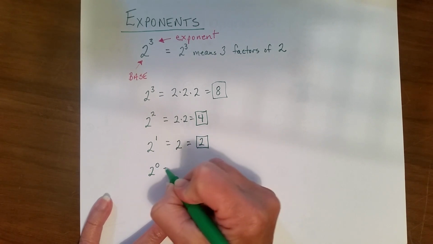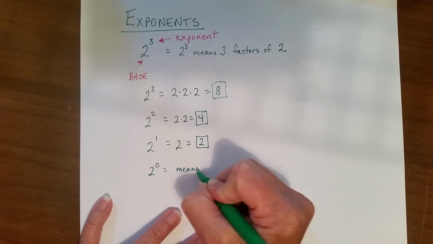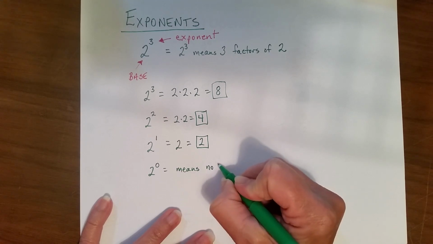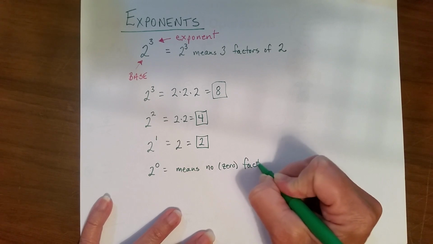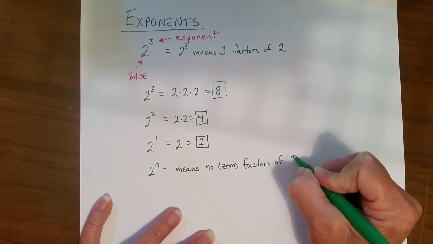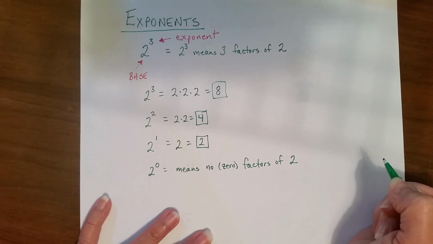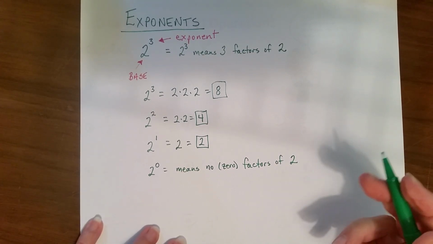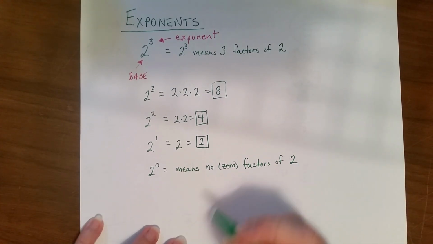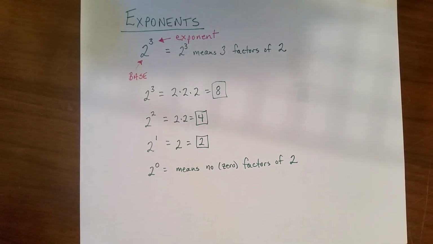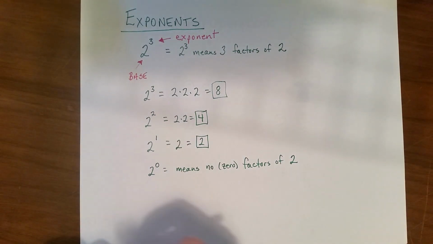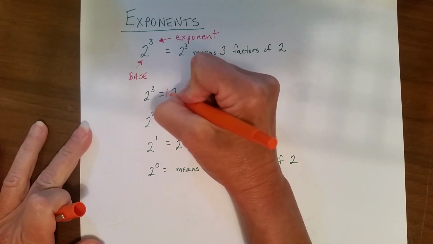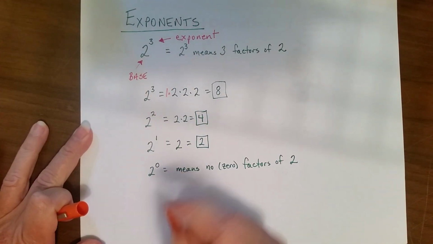2 to the 0 means no, or 0, factors of 2. Now, I know it seems like the answer would be like, I don't know, but here's the thing. In front of each of these expressions, there's an understood 1. I'm trying to find a marker that's going to make this stand out. Here we go. Okay, so there's an understood 1 times all of that would give me 8.